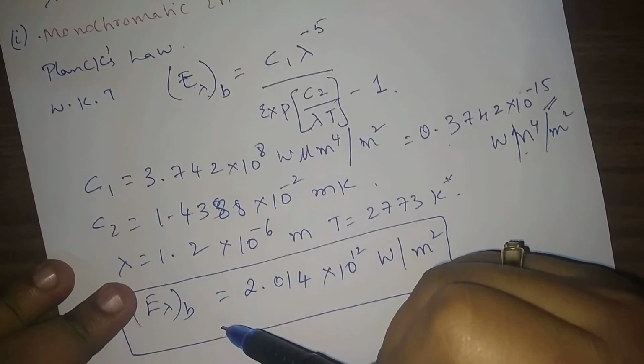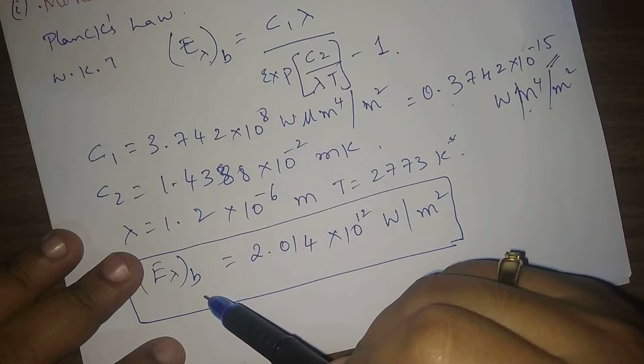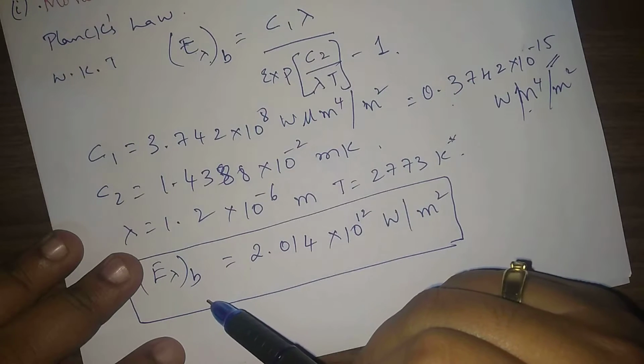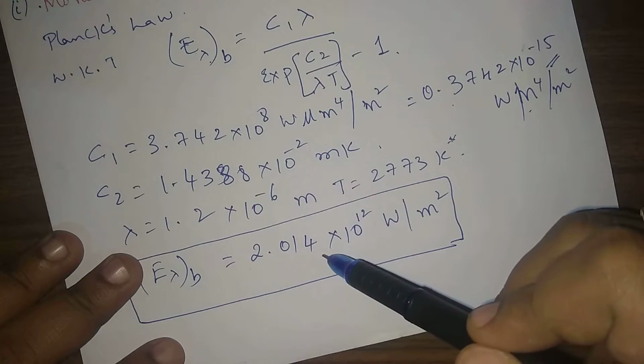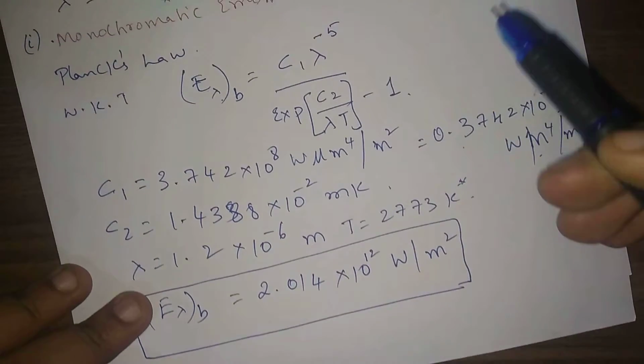Now please substitute all these values here. I have an answer which is already calculated. So E lambda B, that is monochromatic emissive power of a black body, is equal to 2.014 into 10 to the power of 12 watt per meter square.